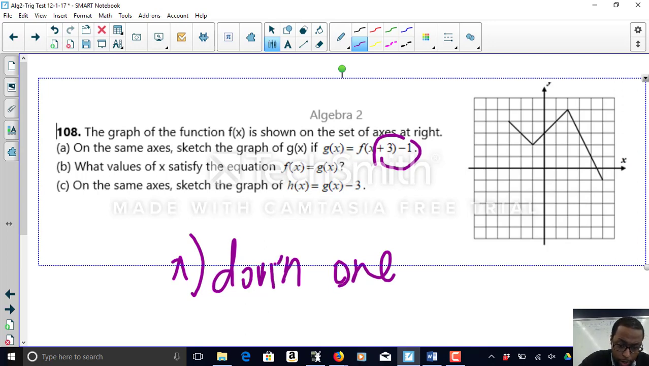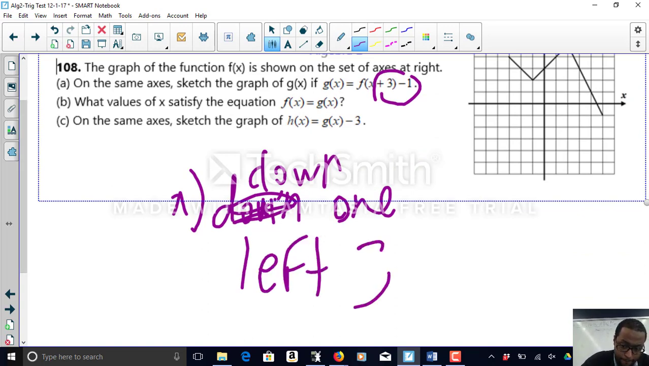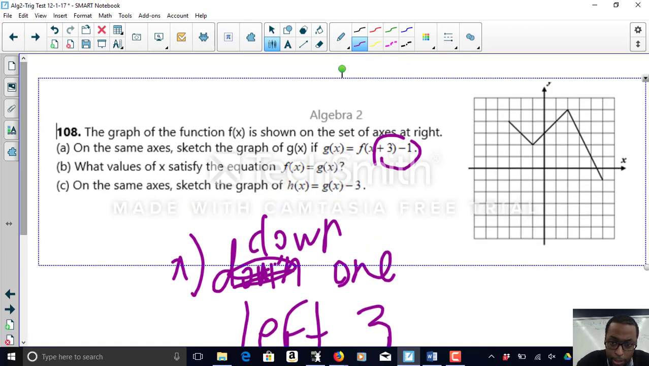Because it says plus 3 and it's in the parentheses, we talked about this in class, it's actually not going to go right, it's going to go left 3. So I'm going to take my graph. Sorry guys, I'm using my fingers when I trace it, so it's going to look a little funny. I'm going to go down 1, and I'm going to go left.